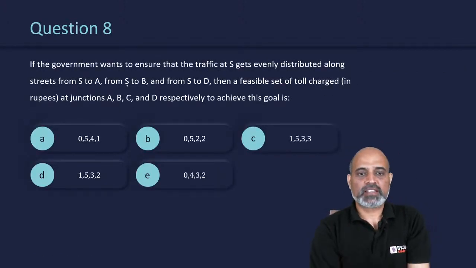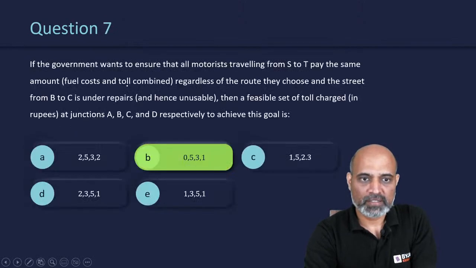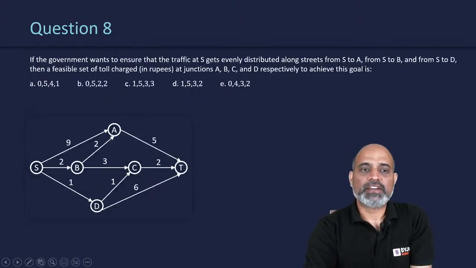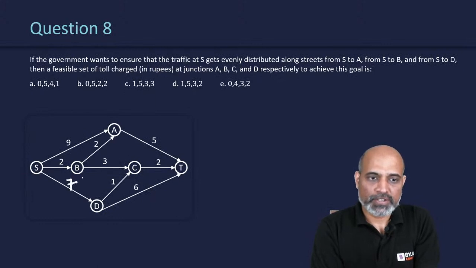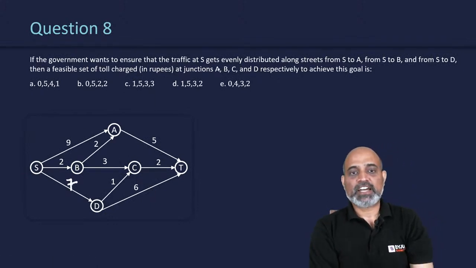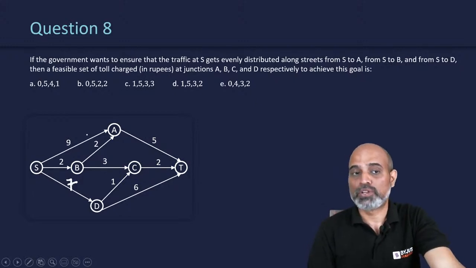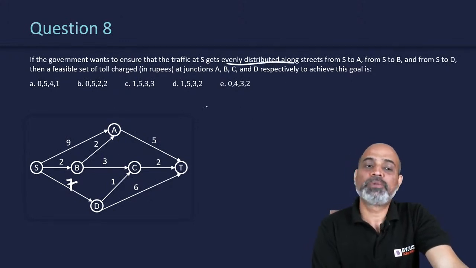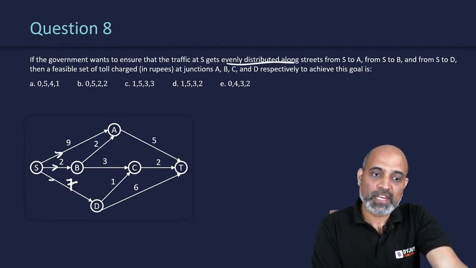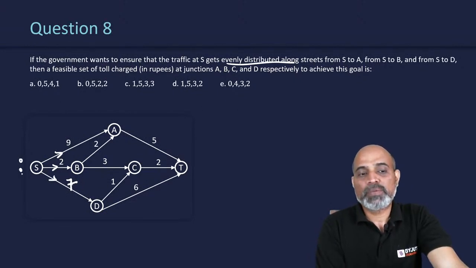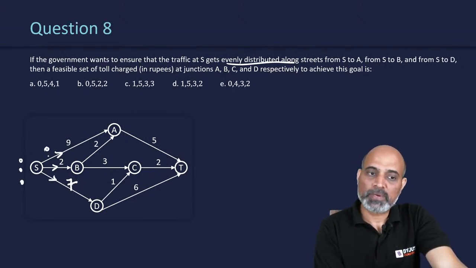Okay, next question is, if the government wants to ensure, I'll change it to 7 already, that the traffic at S gets evenly distributed along streets from S to A, S to B, and from S to D, then a feasible set of toll charged at junctions A, B, C, and D respectively to achieve this goal is. Now they want it evenly distributed along the streets. Evenly means that only 3 people will start. So that one person takes this route, another person takes this route, another person takes this route.